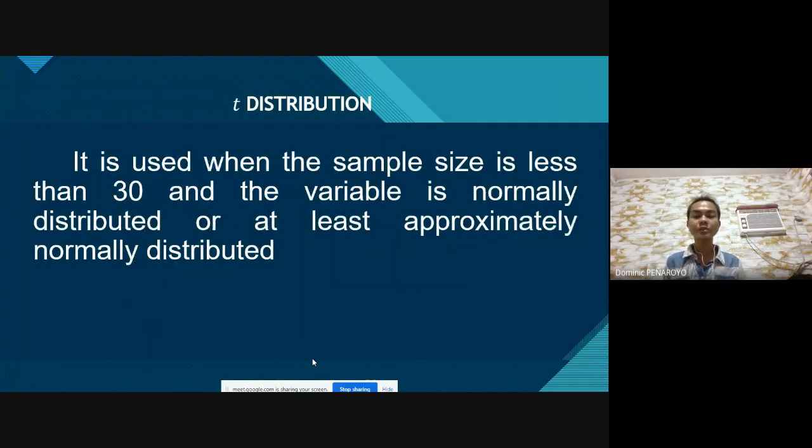The t-distribution is used when the sample size is less than 30 and the variable is normally distributed, or at least approximately normally distributed. In our previous discussion of the Z distribution, we used the formula for the confidence interval for the Z distribution if the population standard deviation is known and our sample size is greater than or equal to 30. Now, for the t-distribution, we're going to use it if our sample size is less than 30 and the population standard deviation is unknown.